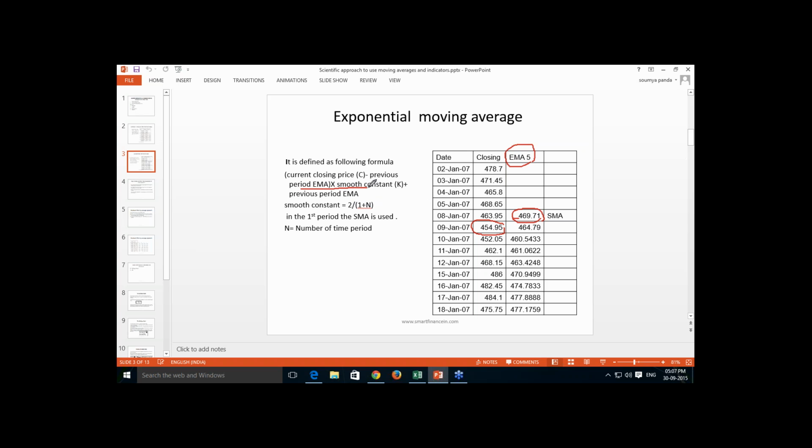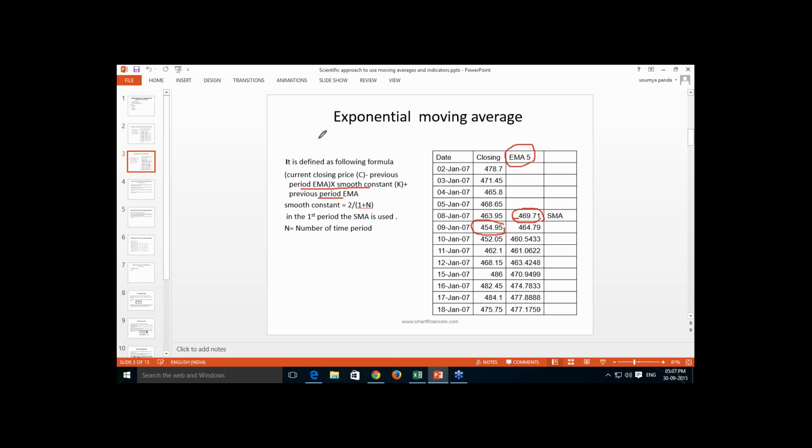So this entire result has to be added to the previous day's EMA. So current closing price will be utilized, and the previous period's exponential moving average, if it is present, will be utilized. Or if it is the first period, then only the simple moving average will be utilized, added with the previous period's exponential moving average, and the smooth constant is 2 divided by 1 plus n.